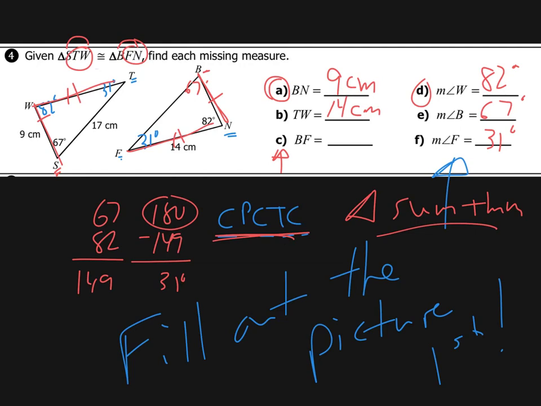And then for the last side, BF, I look to my congruency statement. BF is the first two letters, going to be the same as ST. ST has been given as 17 centimeters, so then this is also 17 centimeters right here. Corresponding parts of congruent triangles are themselves congruent.